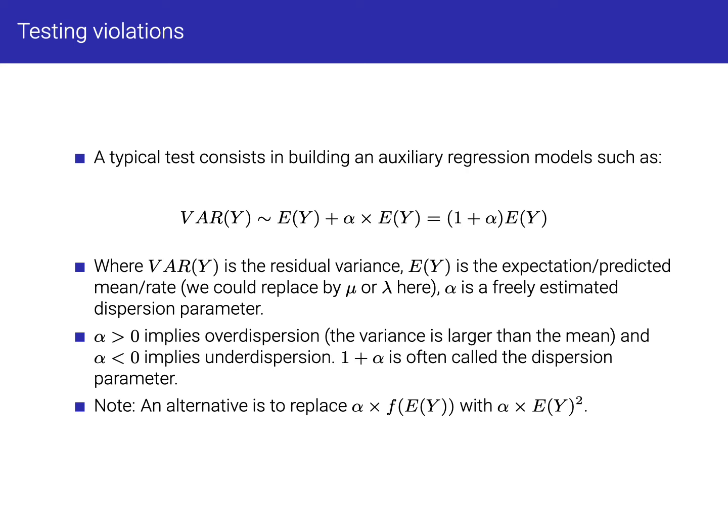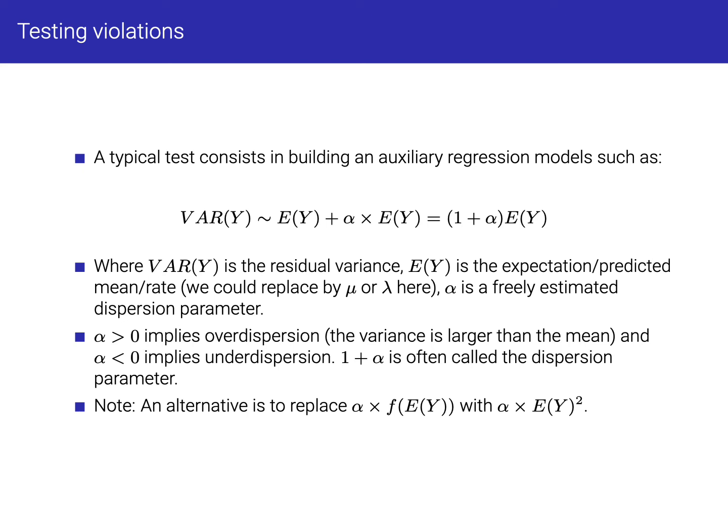That's helpful, because if we specify things this way, like in this formula here, then we see that if we have an alpha of 0, the alpha times the expectation of y part becomes 0, right? And so the variance is then equal to the expectation. In other words, we would have equidispersion. But if alpha is larger than 0, then the variance is larger than the expectation, and so we have overdispersion. If alpha is lower than 0, then the variance is lower than the expectation, so we have underdispersion.